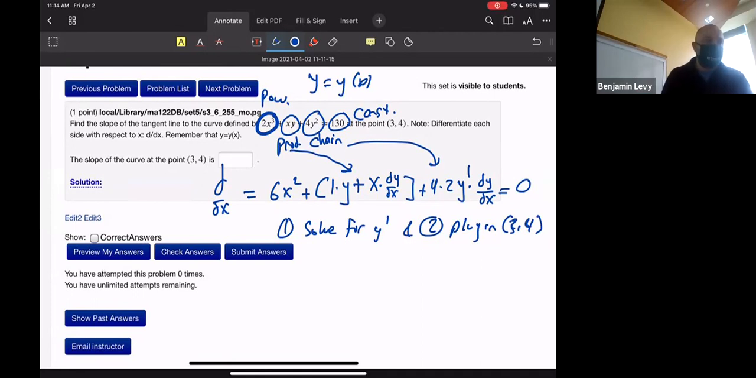So maybe the algebra is the confusing part, but it's the same idea. You want to get the y primes on the same side and then factor it out. Right, so let's do that. So here's one of the y primes. Here's the other one. This is an 8y dy dx.